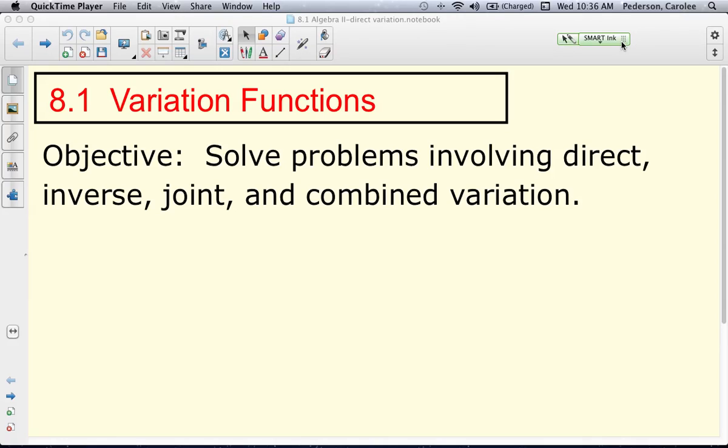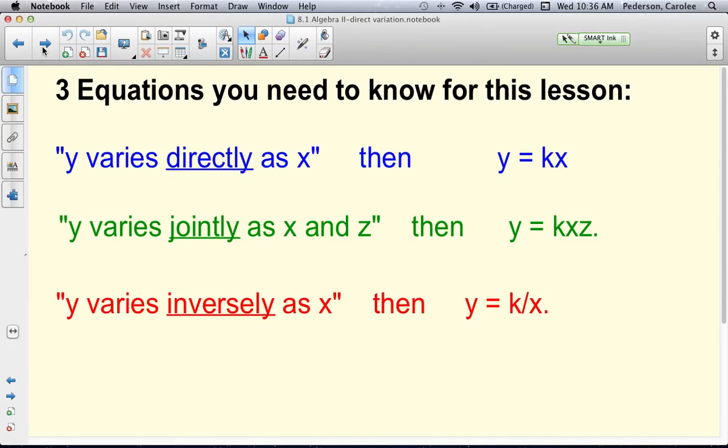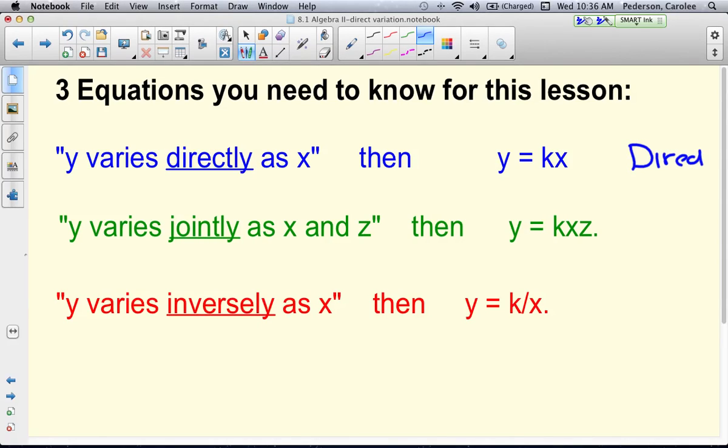On the next slide, there are some formulas that you do need to write down. They're very important. The first one is when you have an expression like y varies directly as x. Then you want to set up an equation. It's called a direct variation equation. And I did highlight the word direct. Let's write it again off to the side. You use the equation y equals kx, where k represents the constant, and then y and x are the two variables.